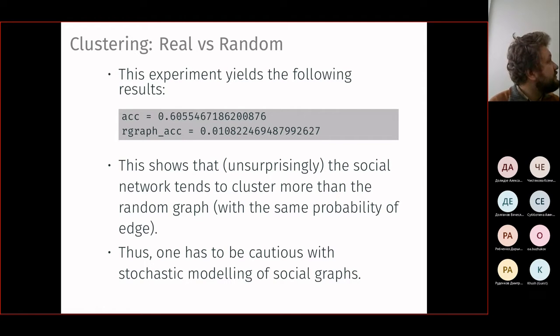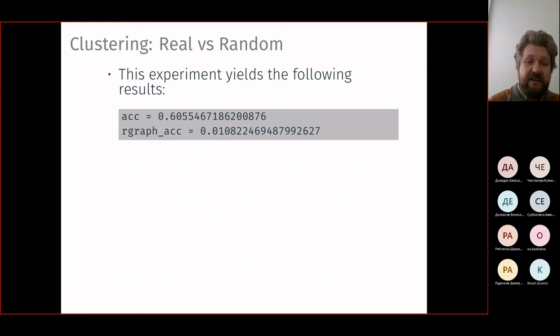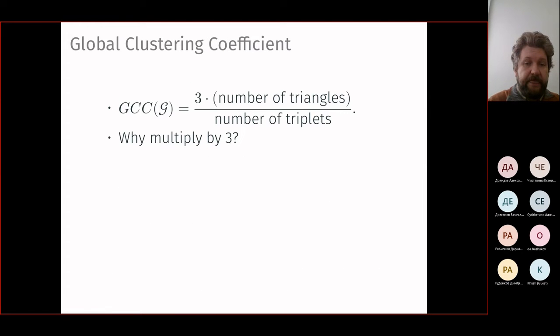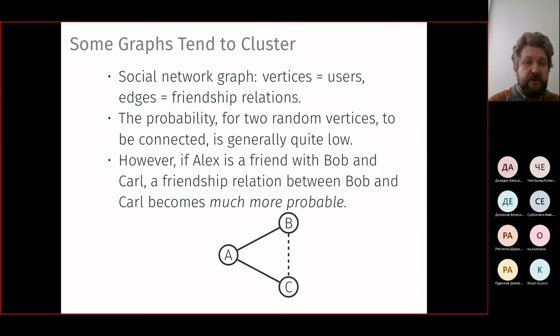Question: why does this happen? Why is the clustering coefficient of the generated graph so much smaller? Yeah, this is what we discussed here. If you have two random vertices in a graph, the probability that they are connected is low, right? But if there is Alex and he has two friends, then the probability for Bob and Carl to be friends will be much bigger.